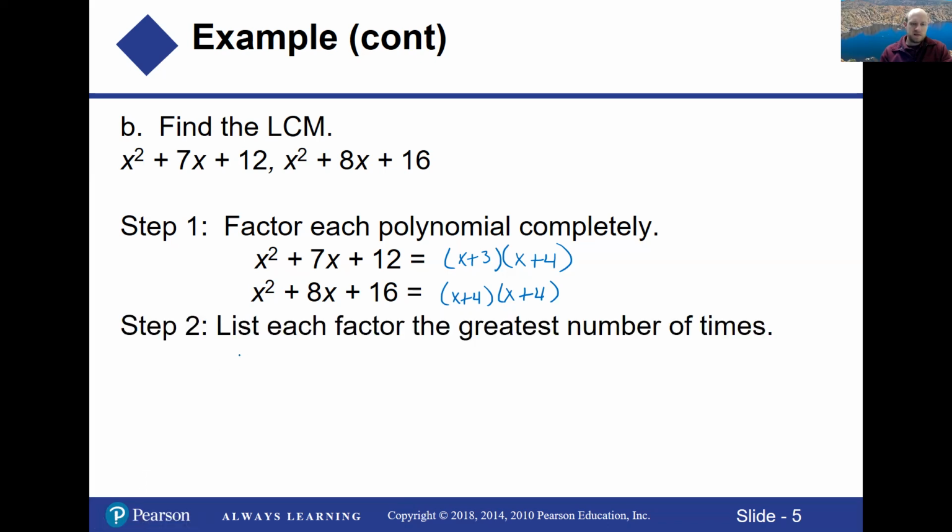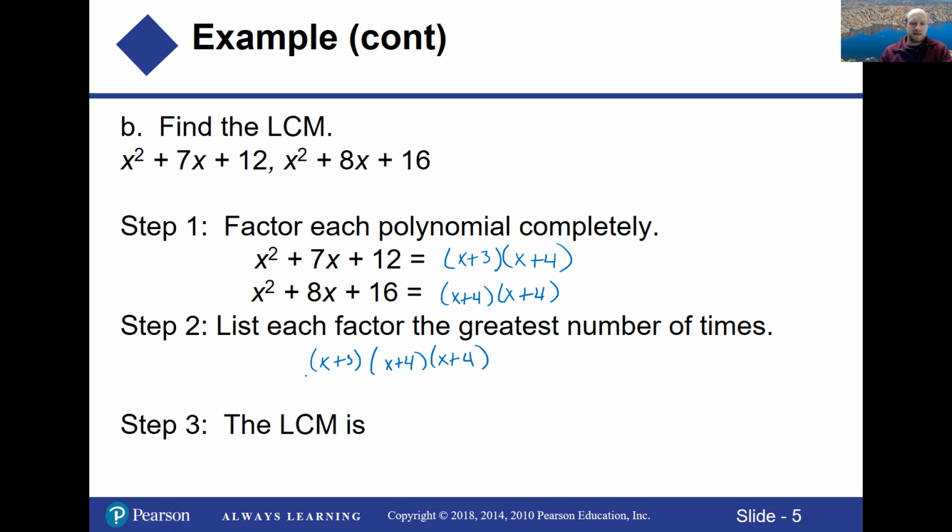And then step 2, same step here. We're going to list each factor the greatest number of times that it occurs. Well, let's look at each of these. We have an x plus 3 here. We don't have any here, but we need to list it down. So x plus 3 occurs 1 time. And then we have 2 x plus 4s here. Only 1 here, but we have to list it the greatest number of times it occurs. So that's listing each factor the greatest number of times.